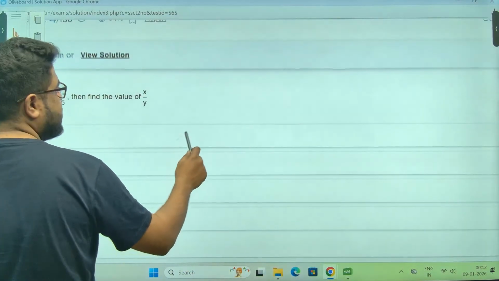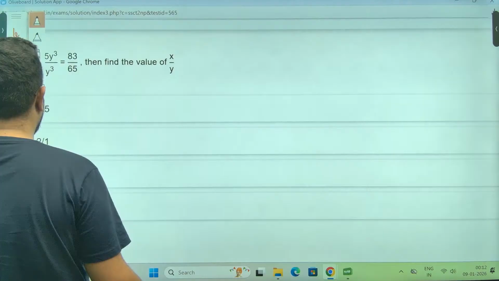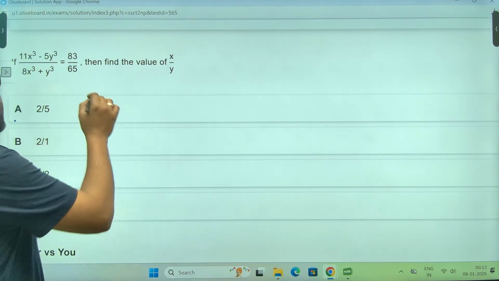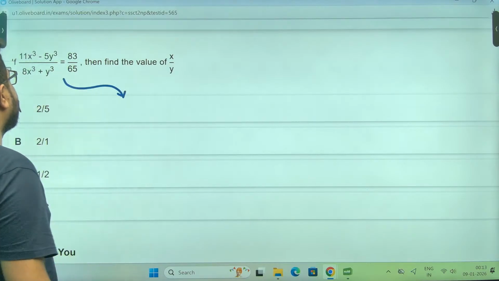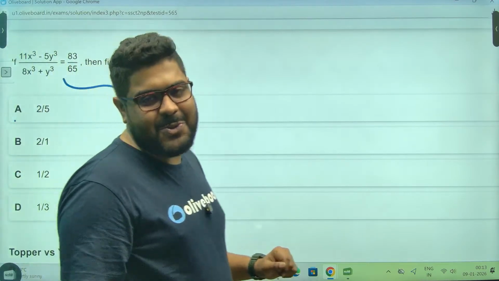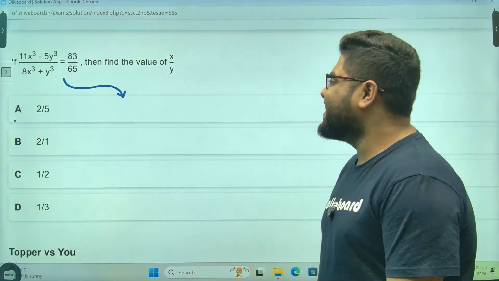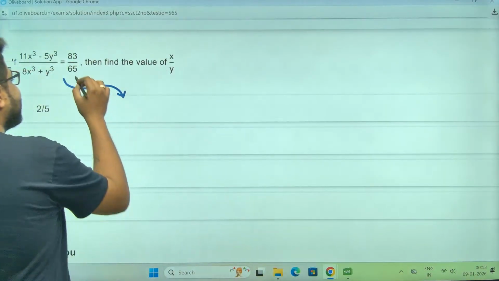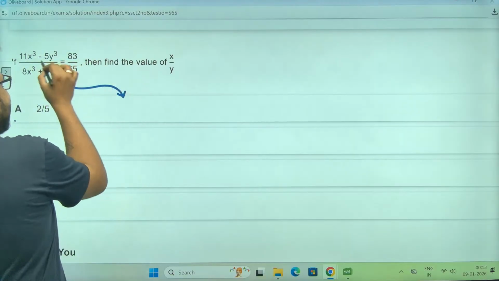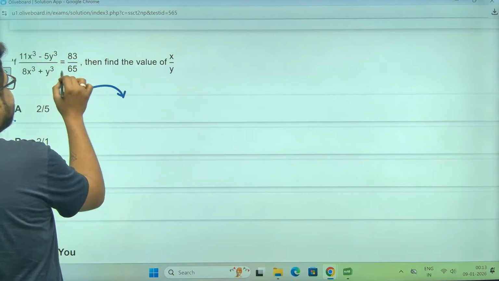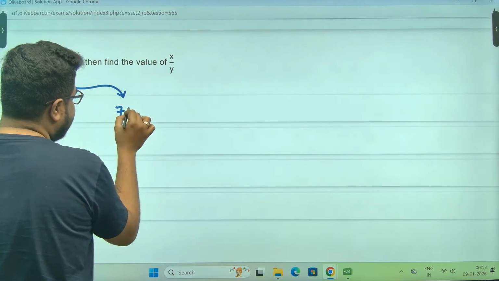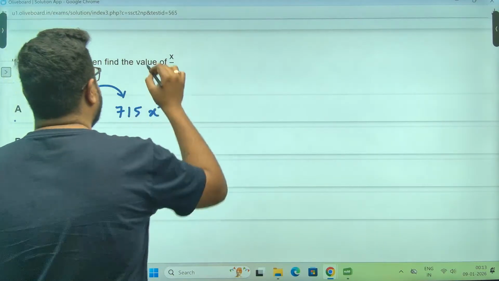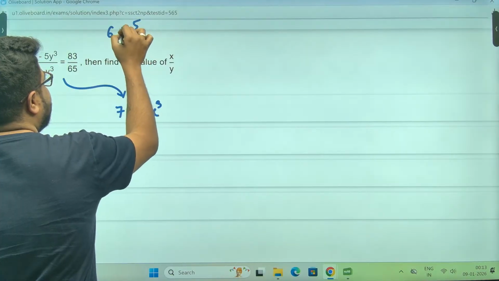I'm just zooming in a little bit. 11x cube. I cannot do anything here. They want us to do blind calculation. Chalo, let's do the calculation. We cannot do anything else. 65 into 11: 6 and 5, 11, and 6 plus 5 is 11, so 715. Right?